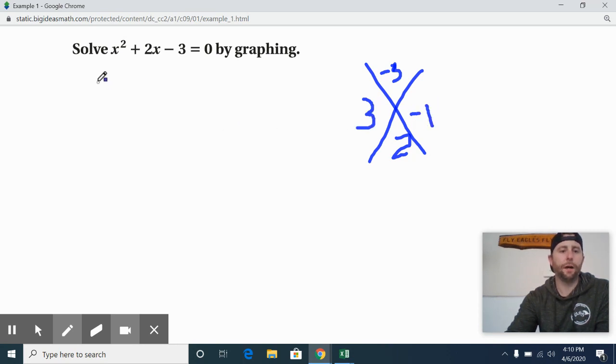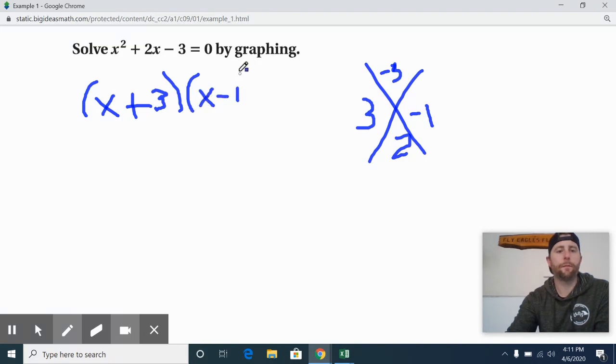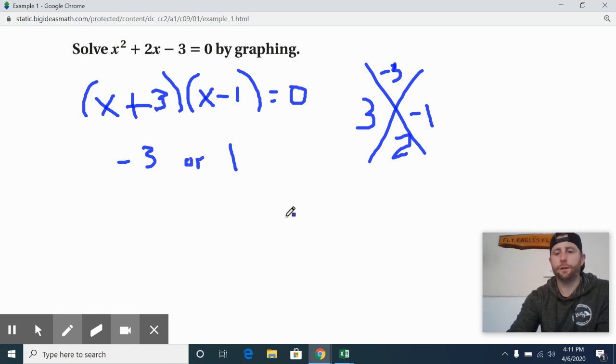What I can do now is go x plus 3 in parentheses, x minus 1, and set this equal to 0. I could see what makes this expression equal 0 is -3, and what makes this expression equal 0 is +1. So those are my answers here. So number 1 on your test, it's going to ask you to use graphing. You don't have to do that. We can just factor it. So here's how to do that.